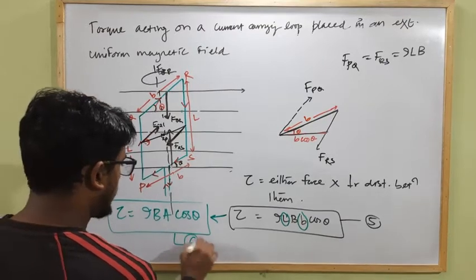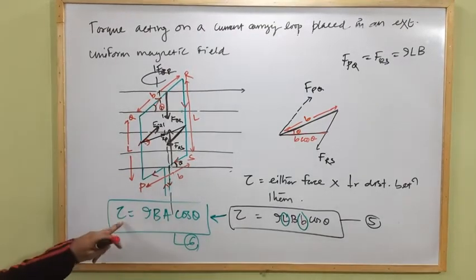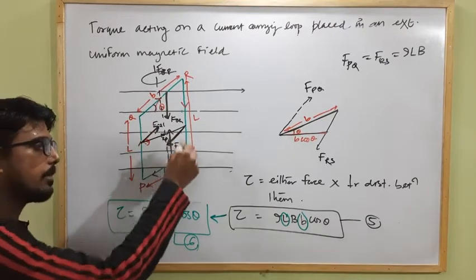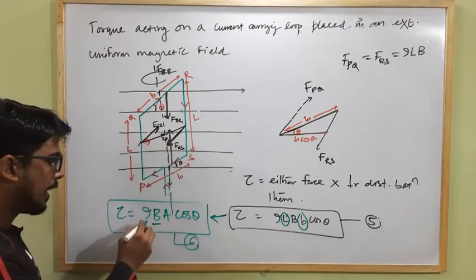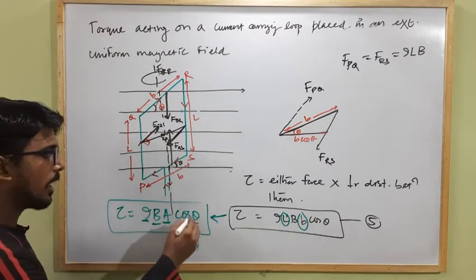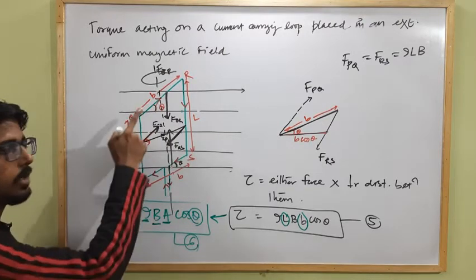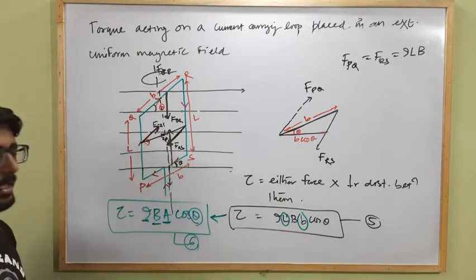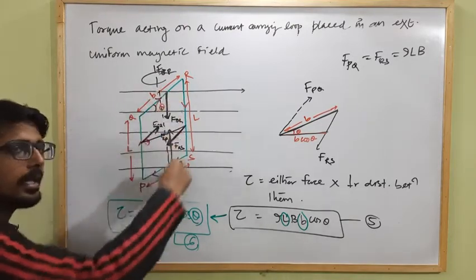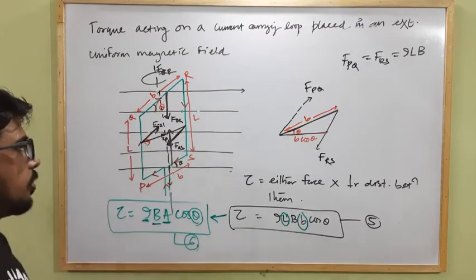Equation 6. So this will be the expression for torque acting on a rectangular current carrying loop placed in an external magnetic field of strength B, carrying current I, and cross sectional area is A, and theta is the angle between the plane of the current carrying loop and magnetic field strength. This is due to a single turn of the loop. If there are n number of turns, then what will be the net torque?